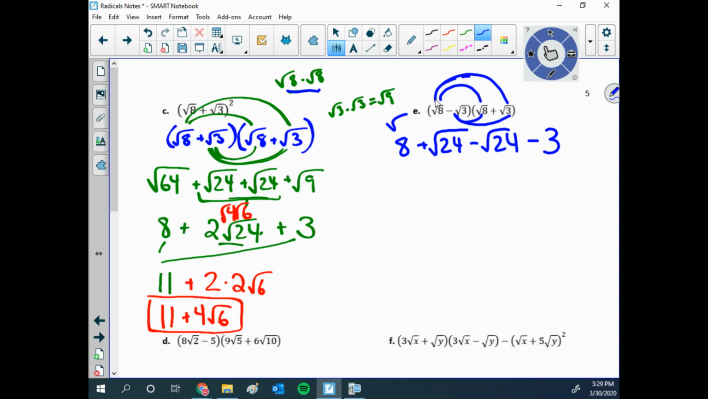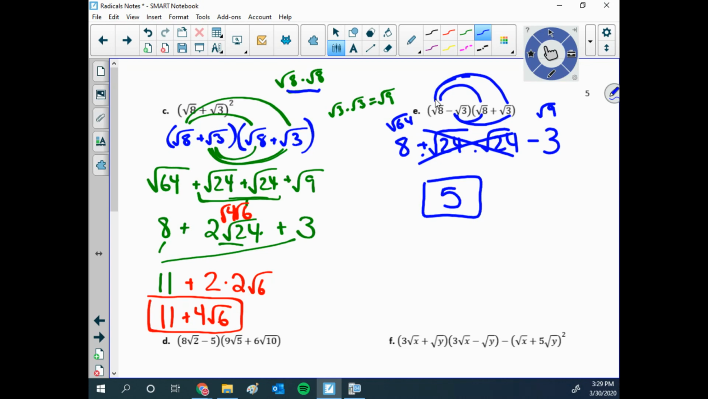This is equal to the square root of 64 and the square root of 9, but I'm just cutting a step out. So what you can see happens here is this is a positive root 24 and a negative root 24, so those are just gone. They cancel each other out, like 1 minus 1. 8 minus 3 gives me 5, so that should be my final answer.